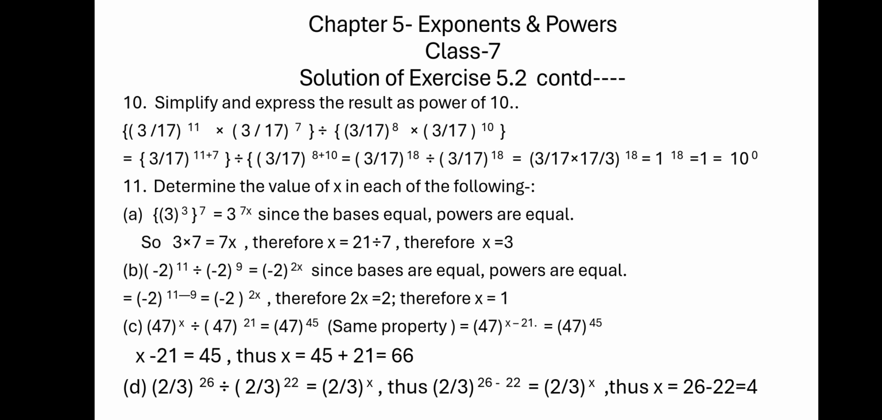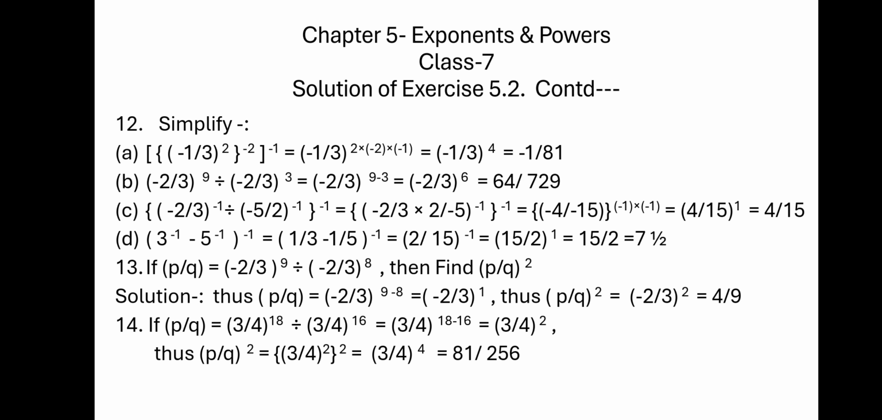D question. 2 upon 3 raised to the power of 26 divided by 2 upon 3 raised to the power of 22 is equal to 2 upon 3 raised to the power of x. Thus 2 upon 3 raised to the power of 26 minus 22 is equal to 2 upon 3 raised to the power of x. Thus x is equal to 26 minus 22, that is equal to 4. So answer is 4.